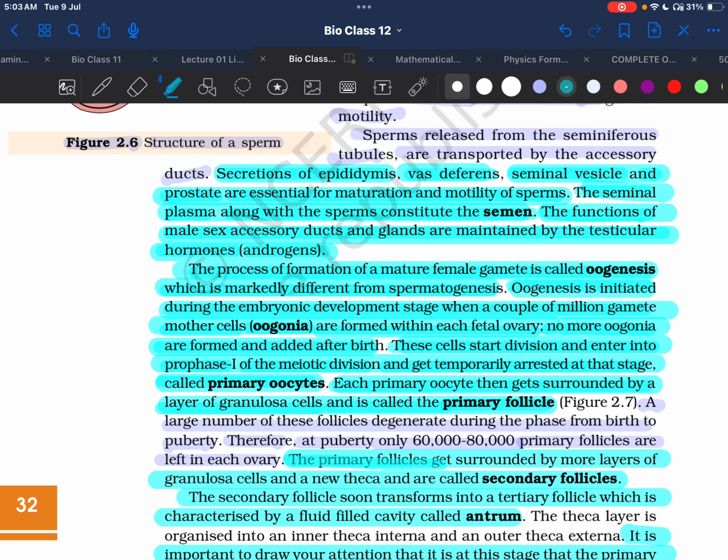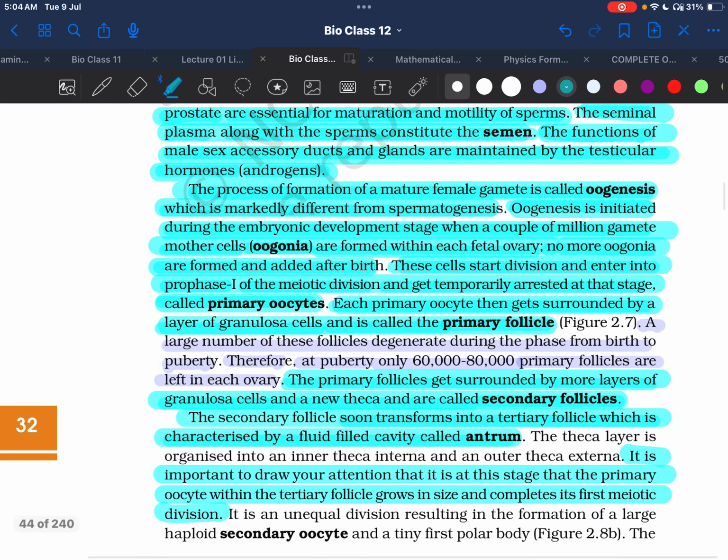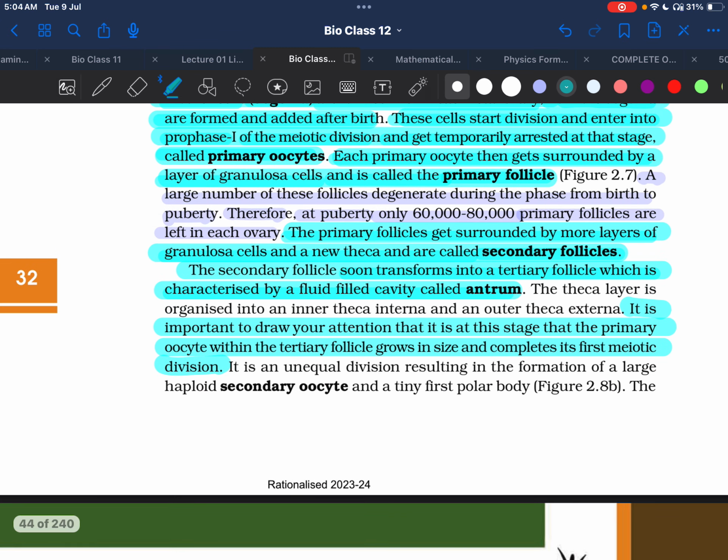The primary follicles get surrounded by more layers of granulosa cells and a new theca and are called secondary follicles. The secondary follicle soon transforms into a tertiary follicle, which is characterized by a fluid-filled cavity called antrum. The theca layer is organized into an inner theca interna and outer theca externa.